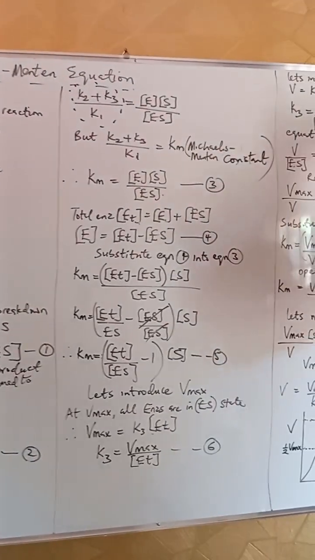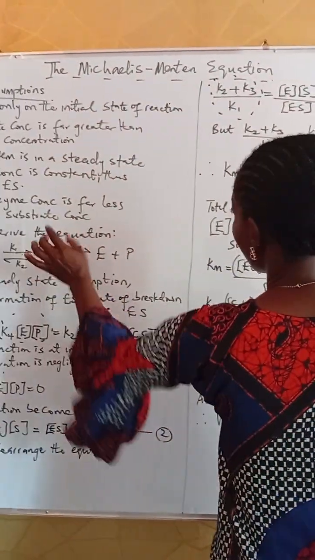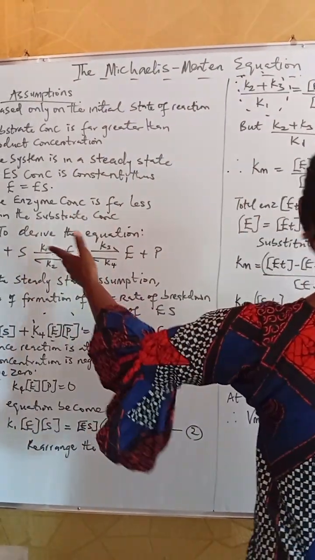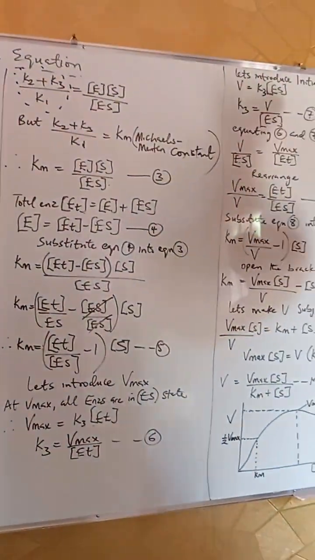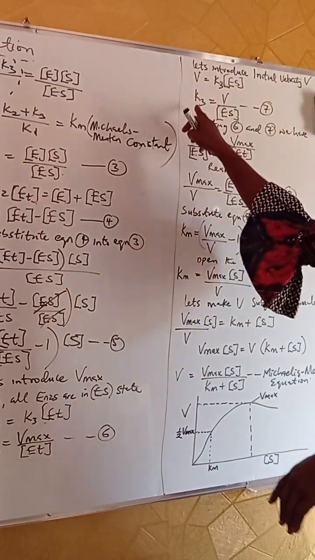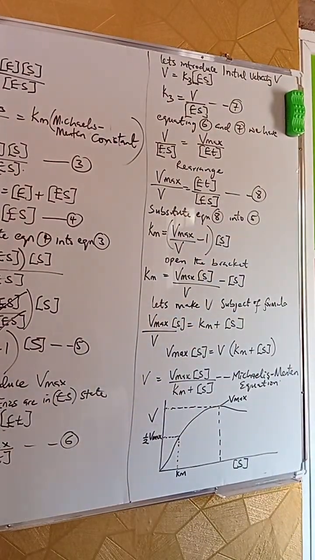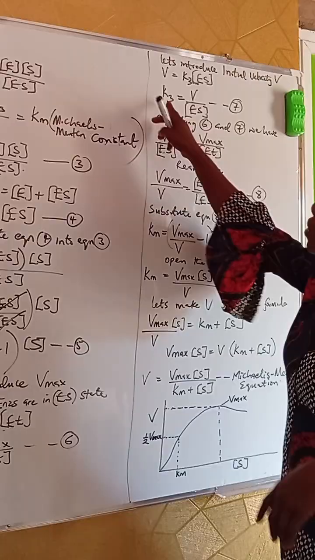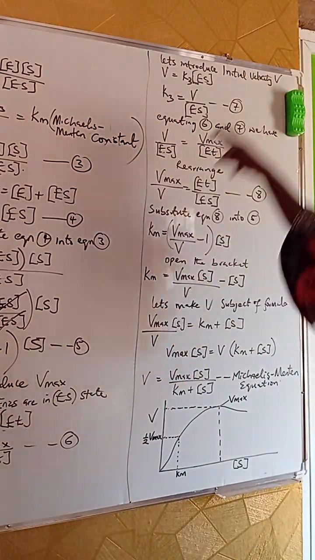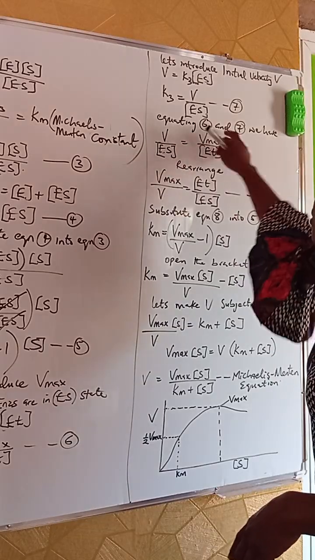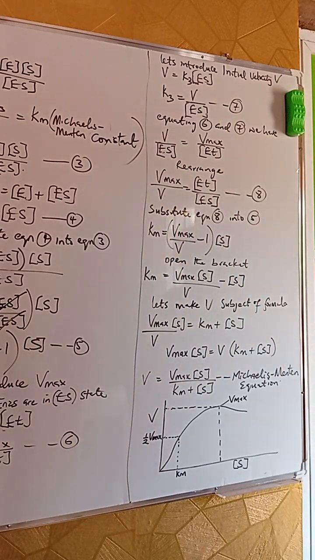What if we want to use initial velocity? At initial velocity, ES is still ES. It's not the total enzyme. We still have some free enzyme. So ES is just ES and not the total enzyme. So V = k3[ES], and if you make k3 the subject, we'll have V over ES, equation 7. Now because this is k3, and this is k3, we can equate them, equating 6 and 7. So V over ES is equal to Vmax over ET.